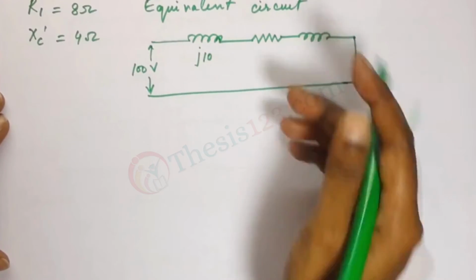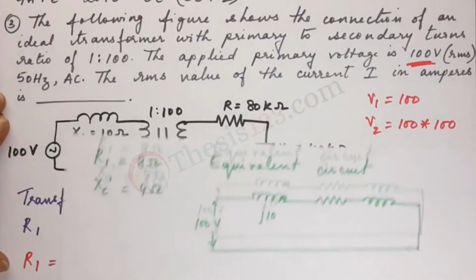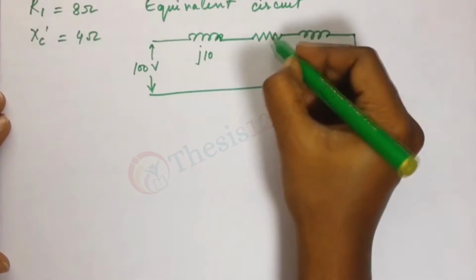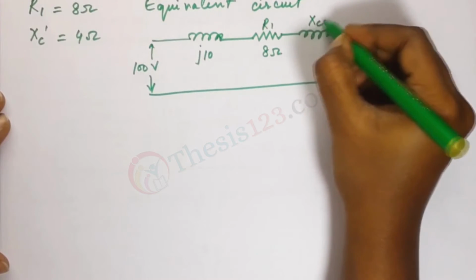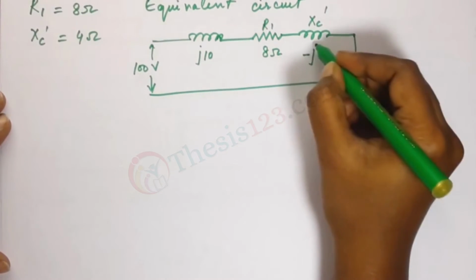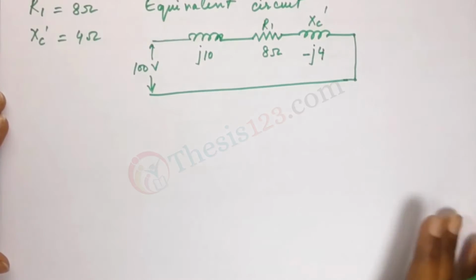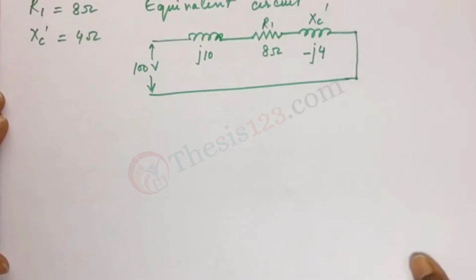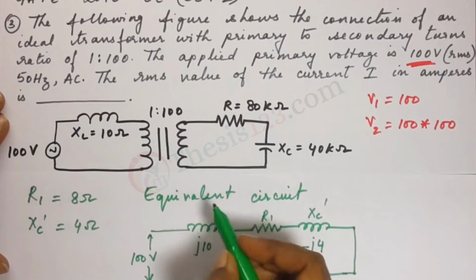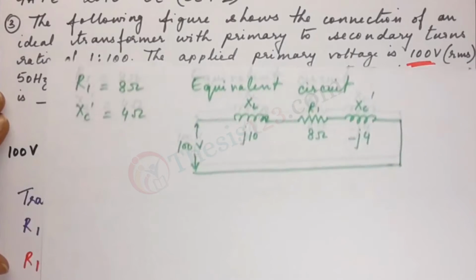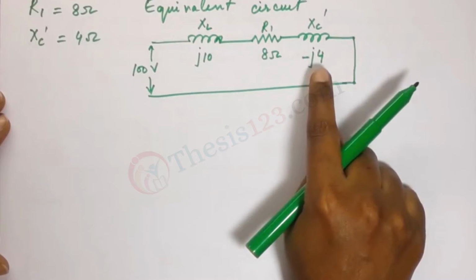Here we have j10 as given in the diagram, 10. Then 8 ohms, which we have found as R1. This is XC dash, and this is minus j4. Please keep that in mind, all right? It is quite important. So for the capacitive reactance, we have it as minus j4. Now this is XL, the inductive reactance, so that would be positive, whereas for capacitive reactance, it would be negative.